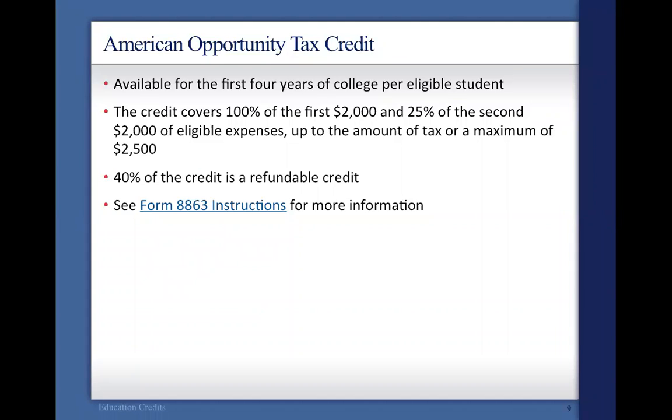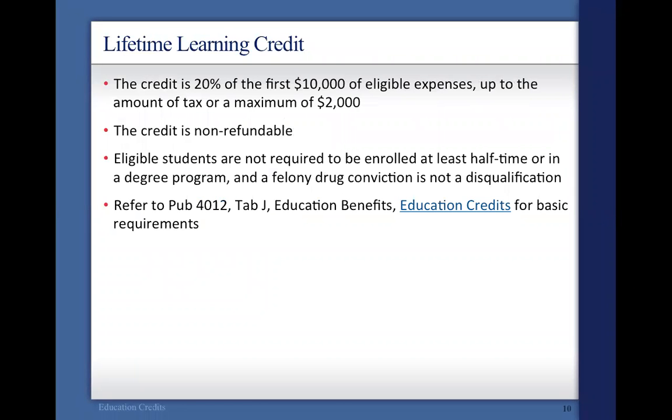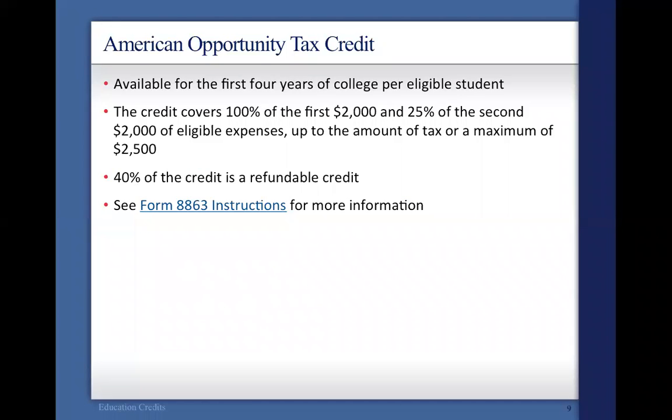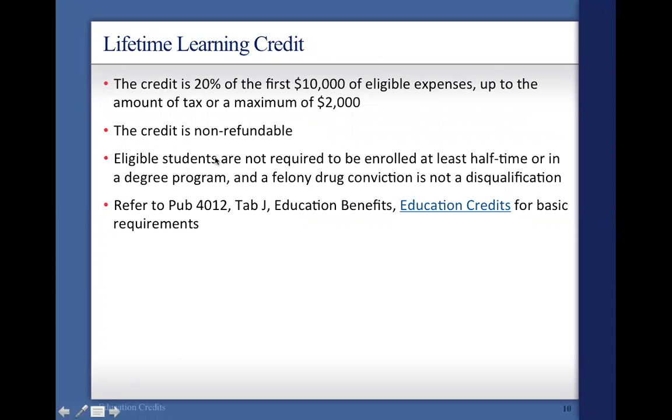So the American Opportunity Credit, obviously, if a taxpayer has a student that's in a four-year college, they're going to want to take this one as opposed to a Lifetime Learning Credit because it's just more, $2,500 versus $2,000. Also, part of the American Opportunity Credit is refundable, whereas in a Lifetime Learning Credit, it is completely non-refundable, as you see in bullet point 2.